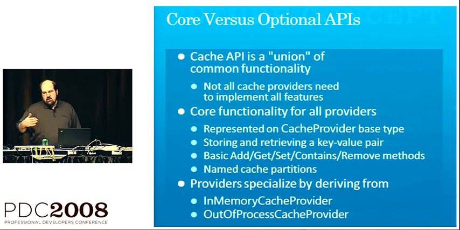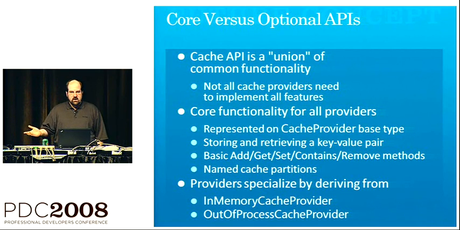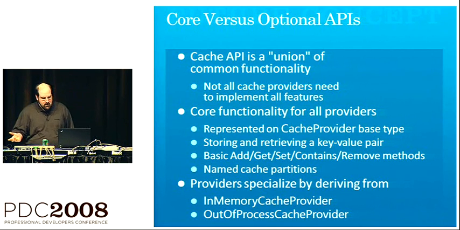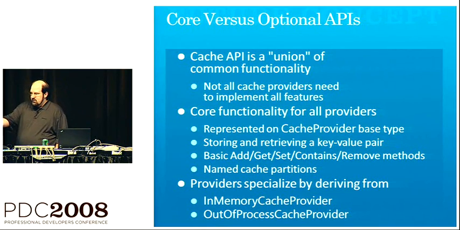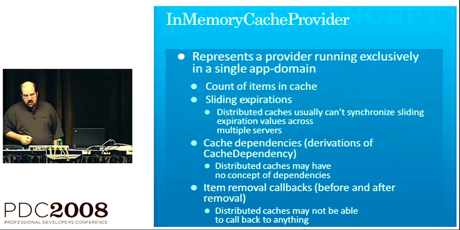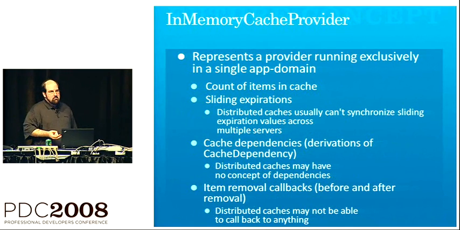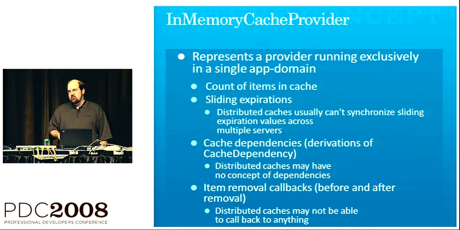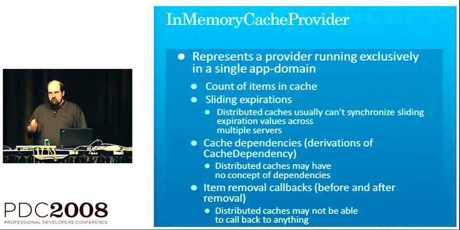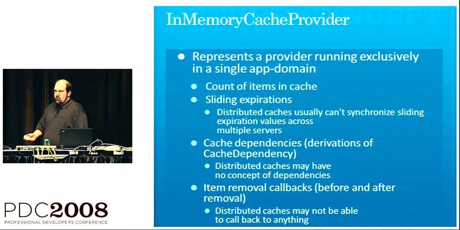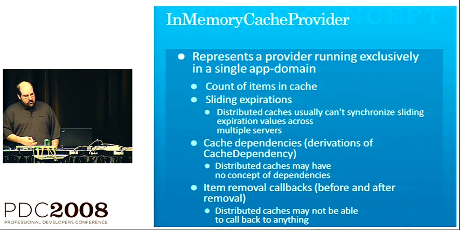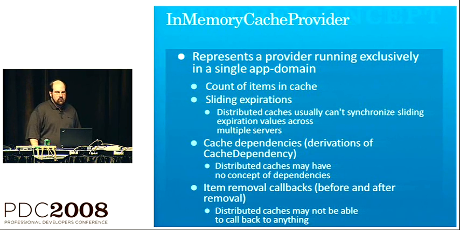The idea there is then we have two specializations of a cache provider. We have one that's called the in-memory cache provider, and then one that's called the out-of-process cache provider. And the idea here is that the in-memory cache provider represents what we think logically an in-memory implementation could realistically support. Or to be more precise, it basically has all the functionality that you know from the ASP.NET in-memory cache, because we know all that stuff works and has worked for quite a few years.